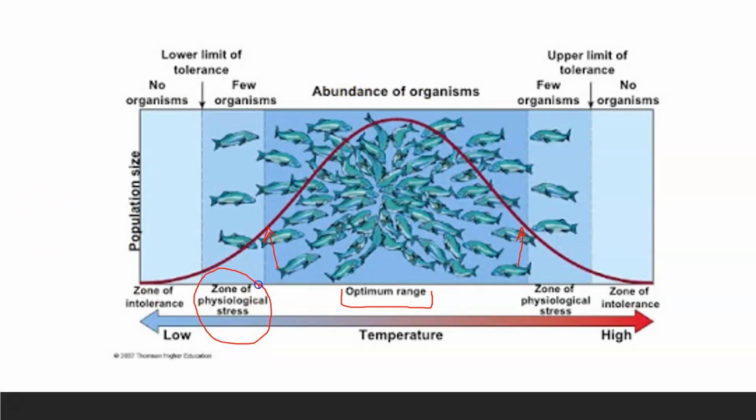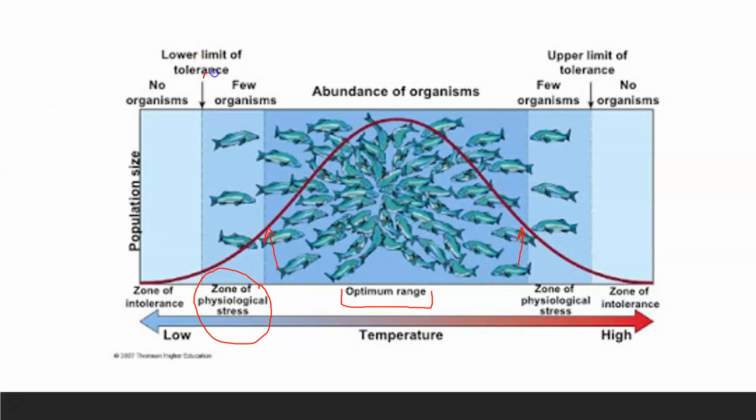And then we get into the zone of physiological stress. So this doesn't mean that as soon as it crosses this cutoff point that all the fish are going to die. It means that they're no longer going to be at their peak performance. So they may not be reproducing, they may not be growing as well. It doesn't mean they all die. A few organisms may still be able to function pretty well outside those limits, but most of them probably won't.